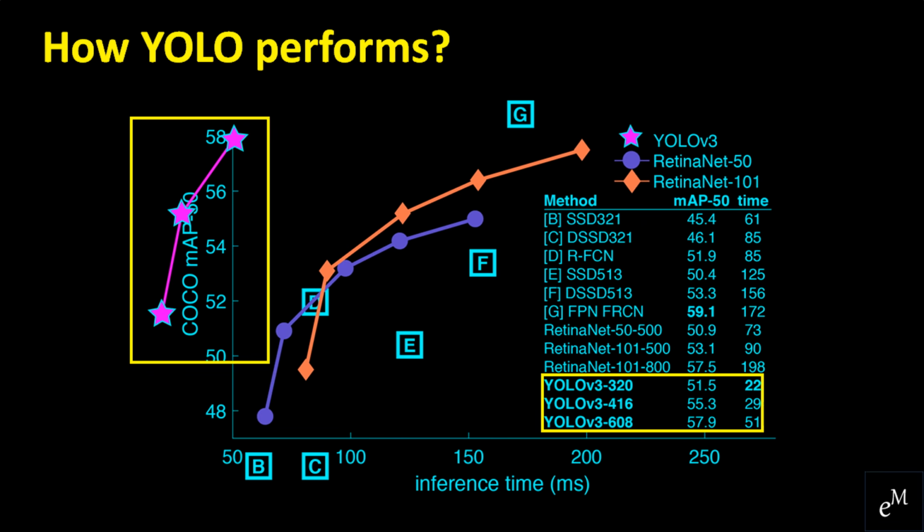YOLO version 3 is extremely fast and accurate. As shown in the picture, in mean average precision measured at 0.5, YOLO version 3 is about 4 times faster than the other algorithms. Also, you can easily trade off between speed and accuracy, simply by changing or selecting the size of the model without retraining the model again.